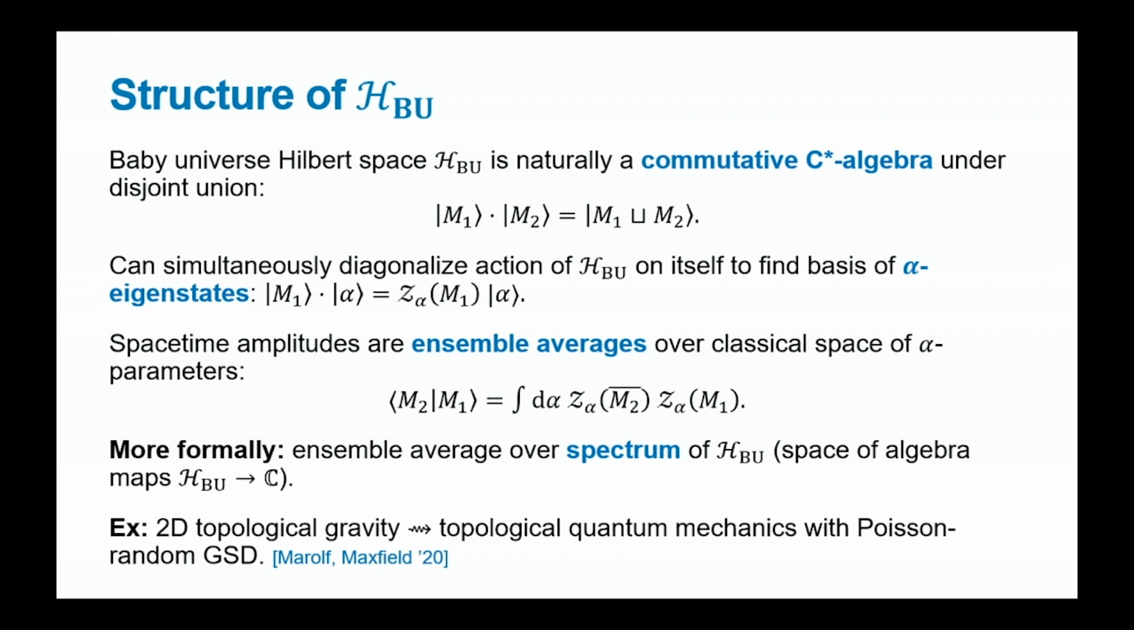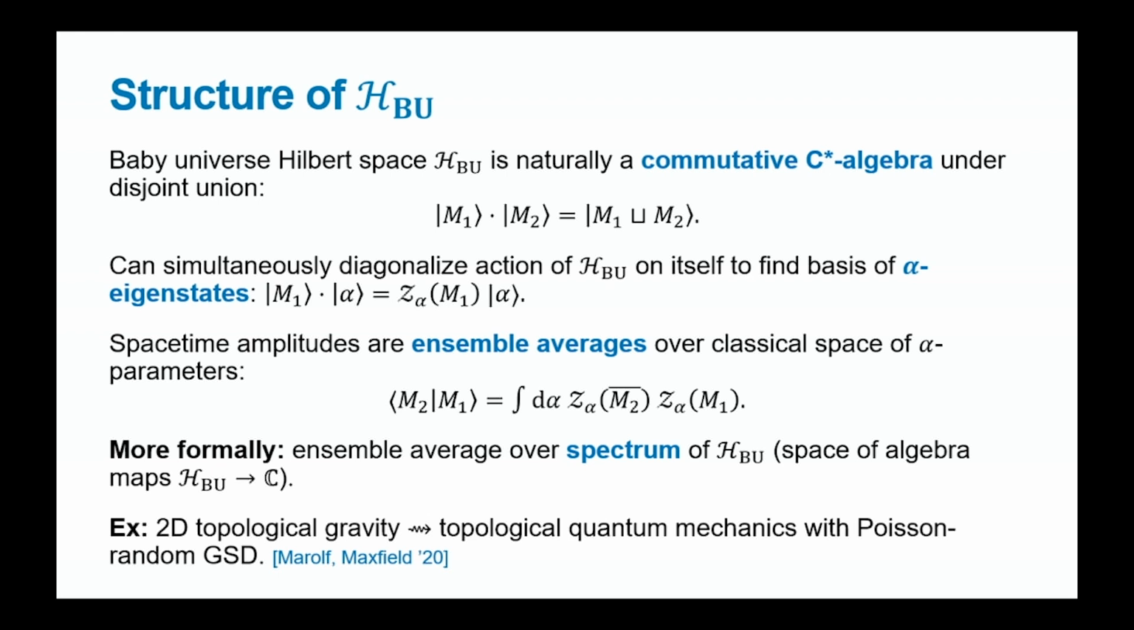A more formal way to say this is that what we have is an ensemble average over the spectrum of this C-star algebra. So we have a baby universe Hilbert space. It's an algebra under the operation of disjoint union of manifolds. And I want an algebra map from the baby universe Hilbert space to the complex numbers. That's a way of assigning to each boundary manifold a complex number, call it the partition function, in a way that respects disjoint union and does factorize. So these are the collection of factorizing members of an ensemble, and the recent result is that the generic gravitational path integral computes not a single quantum gravity, single holographic dual, but an ensemble average.